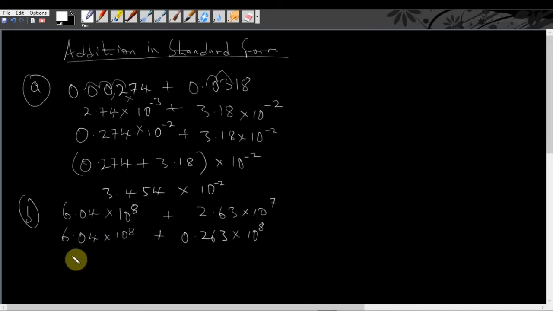Okay, what will this value be now? Join these numbers in one parenthesis, then pick one of these exponentials. This is what I mean. 6.04 plus 0.263, all in parentheses, multiplied by just one of the exponentials. What is going to be your answer? Your answer becomes 6.303 times 10 to the power 8.